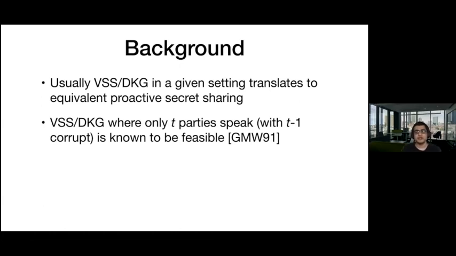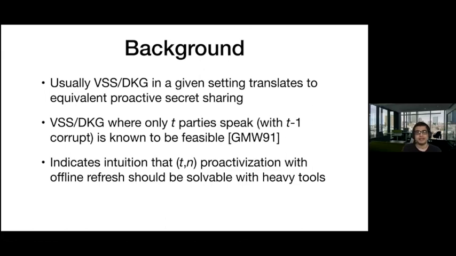And this gives us the intuition that UFN proactivization in our setting, like with offline refresh, should be feasible. Like if you're willing to throw some heavy zero knowledge proofs at this, everyone just runs the online protocol, proves that they acted honestly when they were creating ciphertexts, things like this, and it should be solvable. But unfortunately, this turns out to be wrong.